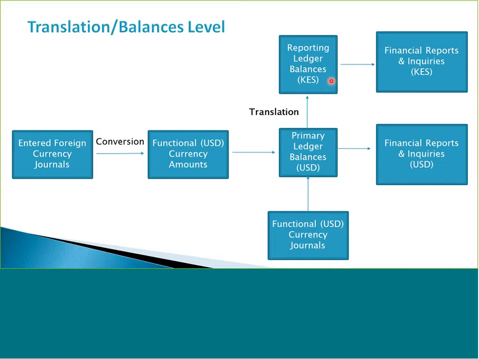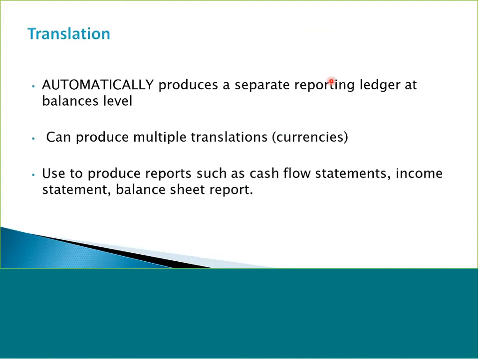So when we do translation, what the process of translation does is it automatically produces a separate reporting ledger at balances level. When we say at balances level, we mean that it's only the balance table amounts which are converted, and we will see how this is different from journals level and subledger level reporting currency ledgers.